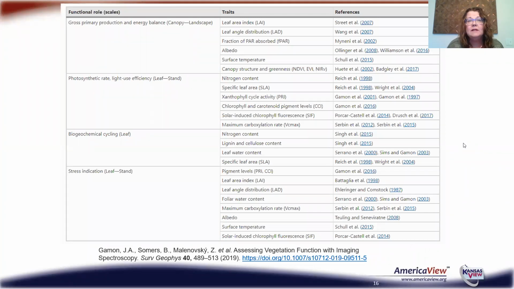And the same with using these indices. There's a lot of research that's been done to show how some of these indices relate to the functional characteristics or role of vegetation, such as gross primary production and energy balance, light use efficiency, biogeochemical cycling, and stress indication.